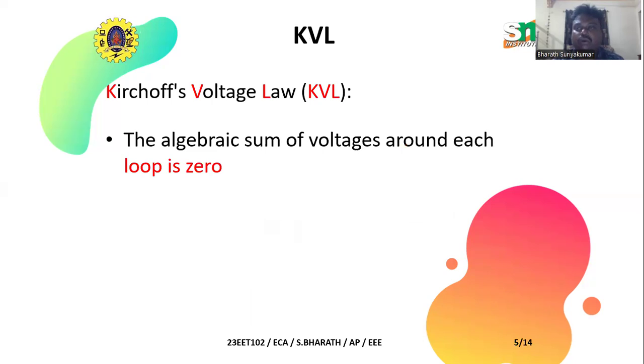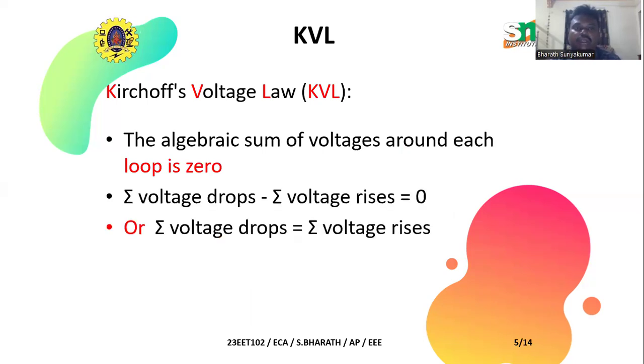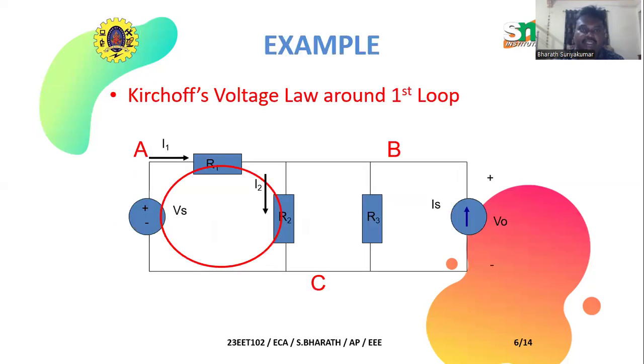What is Kirchhoff's voltage law? This law depends upon the value of voltage: the algebraic sum of the voltages around each loop is equal to 0. The potential rise is equal to the potential drop is also a definition given to Kirchhoff's voltage law. That is, the sum of drops minus the sum of rises is equal to 0, or voltage drop is equal to voltage rise. Let us see this with a small example.